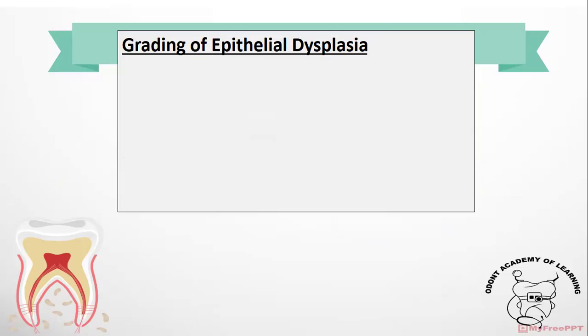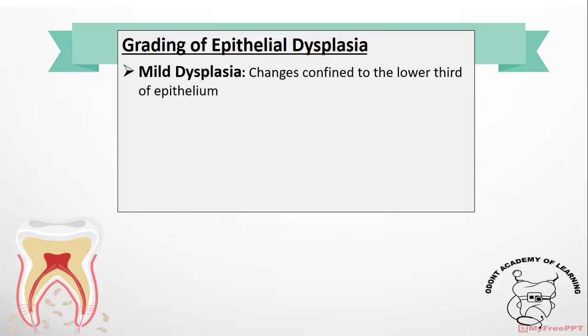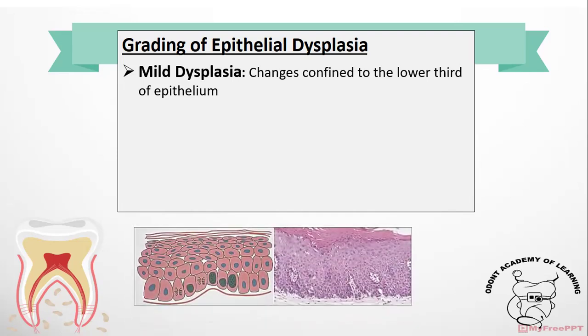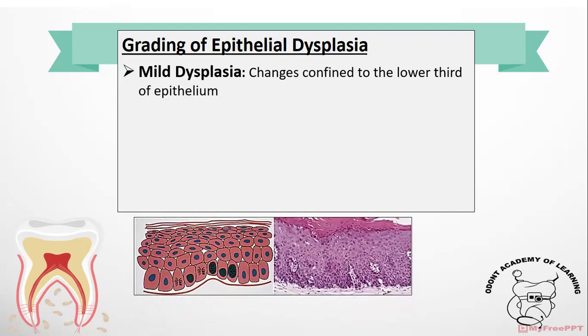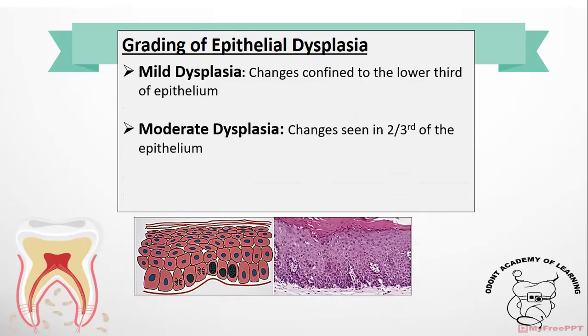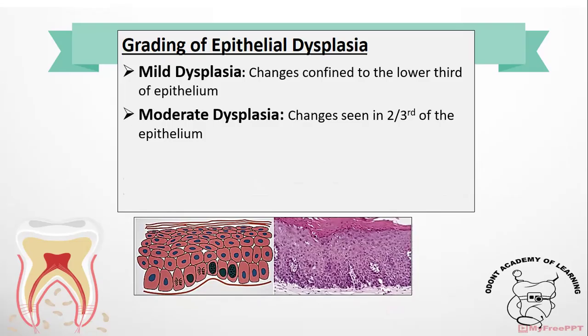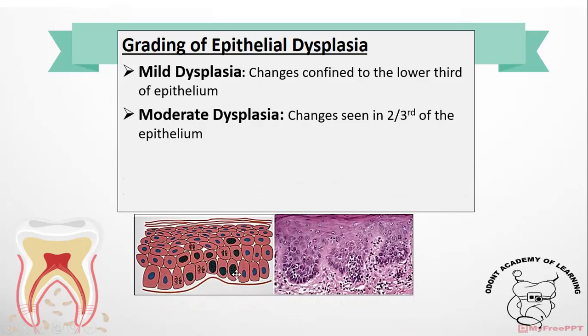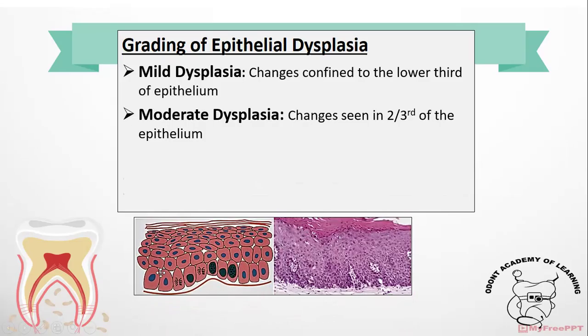Now, how do we grade after studying all these different types of dysplasia? We grade the dysplasia. So the grading of the dysplasia could be done as mild, moderate, and severe dysplasia. Mild dysplasia means the changes are confined to the lower third of the epithelium, as I told you in the earlier slides. And moderate dysplasia means the changes are visible in the 2/3 of the epithelium like this. This is mild dysplasia, the changes are confined to the lower part of the epithelium.